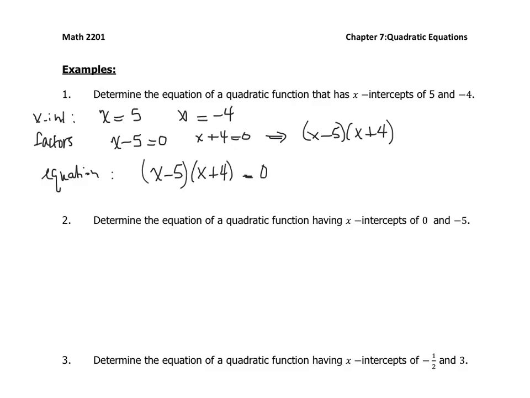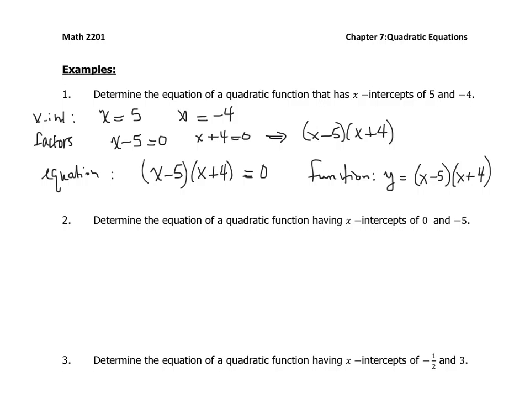Now that's just left in factored form, but if it asks you to answer it in standard form, you just multiply those factors out. So the equation, the function, could be y equals x minus 5 times x plus 4.